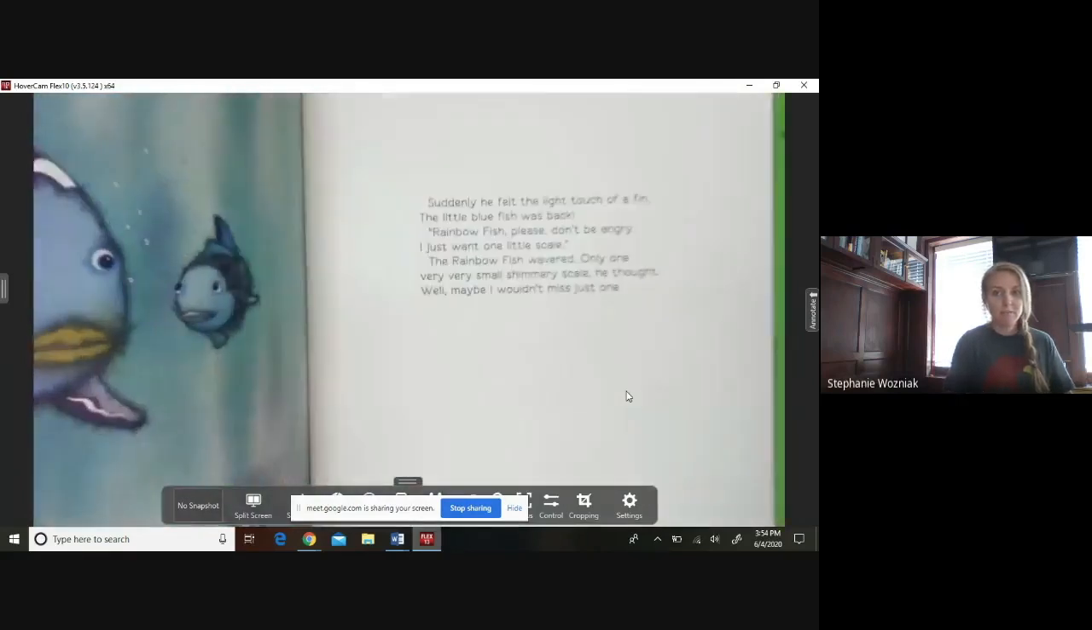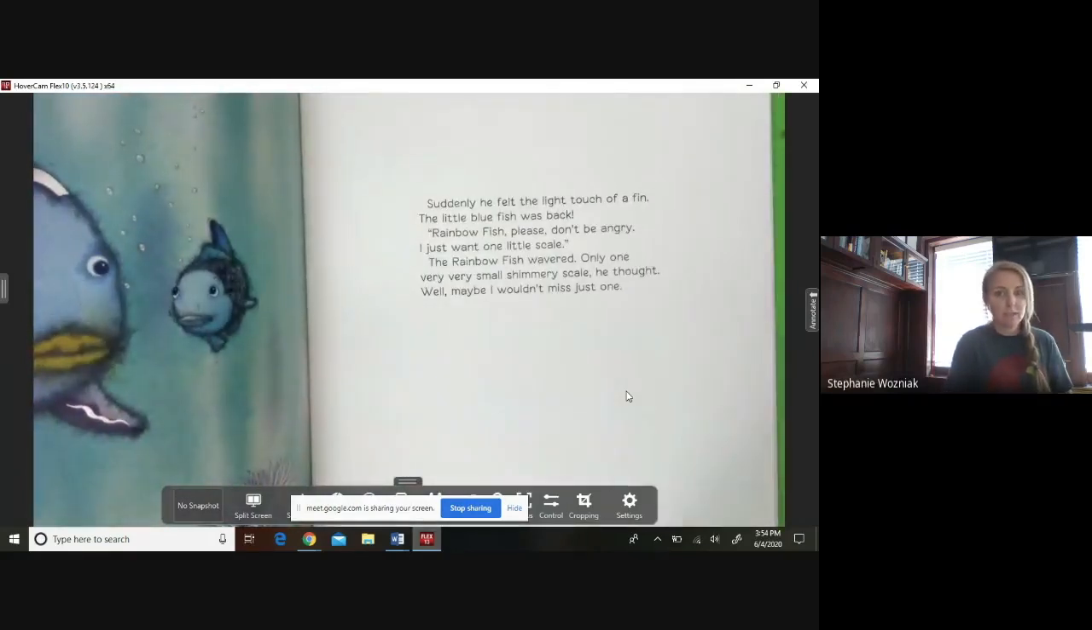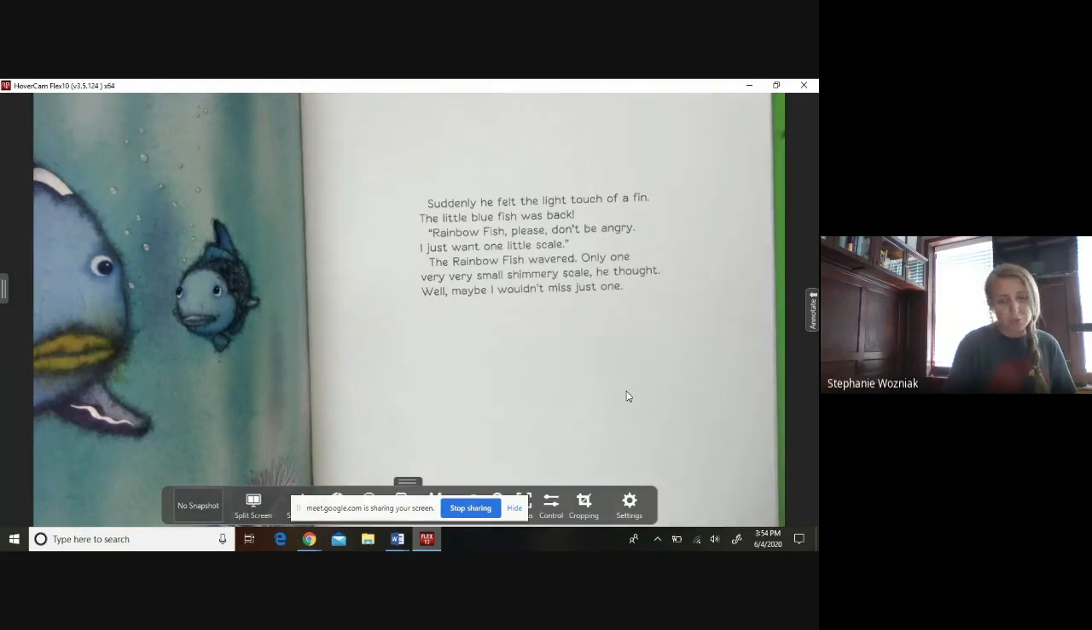Suddenly, he felt the light touch of a fin. The little blue fish was back. Rainbow fish, please don't be angry. I just want one little scale. The rainbow fish wavered. Only one very, very small, shimmery scale, he thought. Well, maybe I wouldn't miss just one.